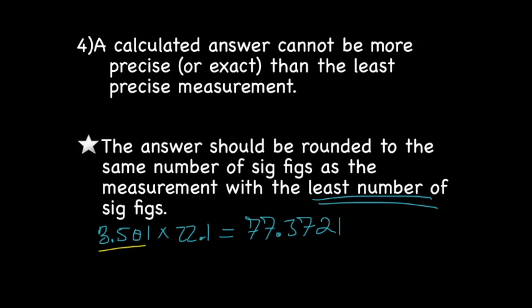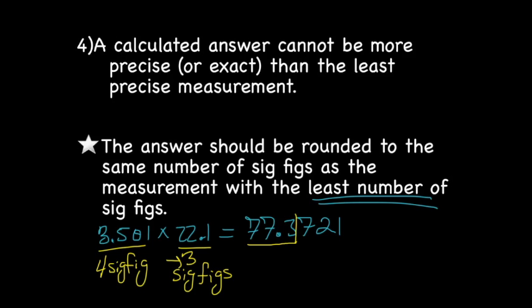We have 3.501, and that guy has 4 sig figs because the 3 non-zero digits are significant, and the 0 is significant because it's between 2 non-zero digits. And the 22.1 is made up of all non-zero digits, so they're all significant, so 3 sig figs. That means our answer needs to have 3 sig figs, because that's the least precise measurement. So we have 77.3. Those are the 3 numbers we're going to keep.